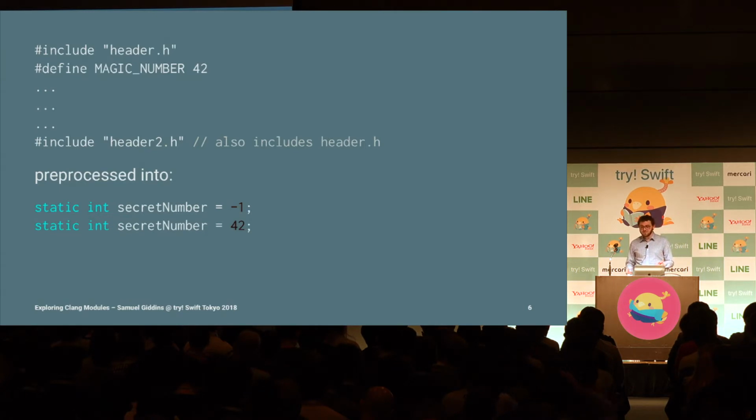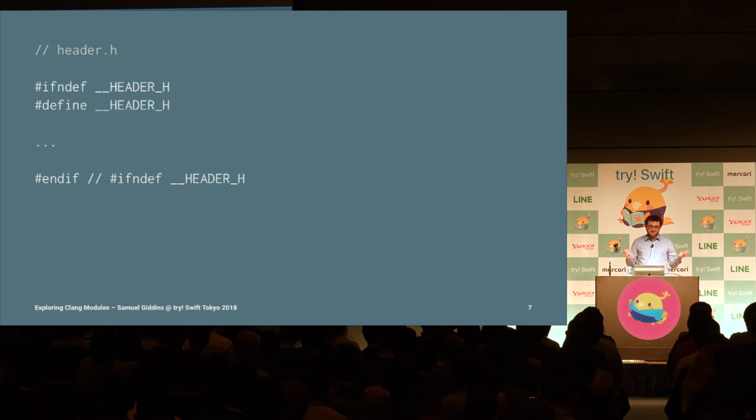Another problem is that you can end up with the same declarations twice, and the compiler doesn't like that very much. What's the value of the magic number here? What would happen if you had conflicting function declarations? It's a mess. So in C, we use this wonderful pattern of include guards to get around this problem.